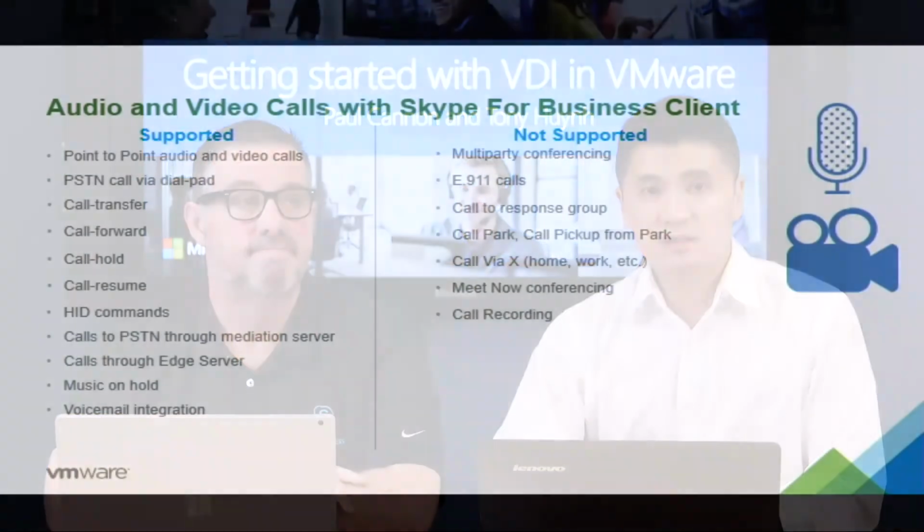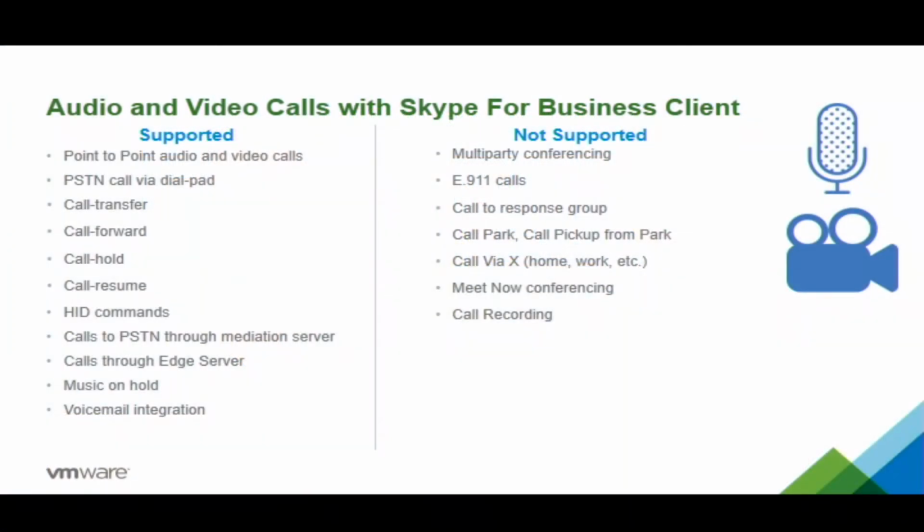All right, so with the Horizon 7.2 release, this is a highlight of the features that are supported with this new virtualization pack. What you'll see is that the majority of the features that most customers want to leverage and use are supported already. Things like point-to-point audio and video calls, using the PSTN dial pad to make calls out to the PSTN or public switch telephony network. Many of the rich supplementary service features that customers are used to, whether it's call hold, transfer, forward, resume, things like that, right? As well as basically being able to make calls through the mediation server for remote connectivity.